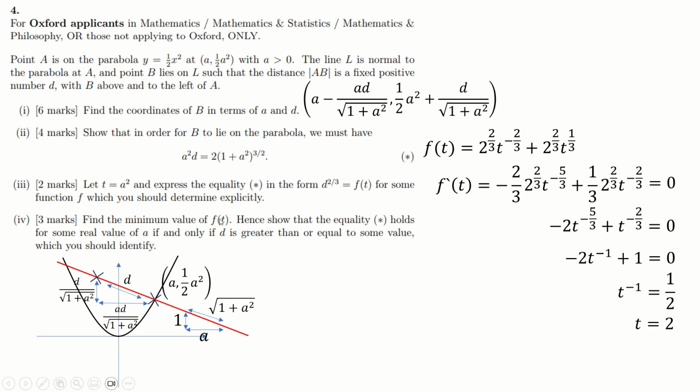And then the minimum value of f of t, if it happens when t is 2, put t as 2 into here. And very nice stuff happens here. This cancels down to 1, and this adds these two things together to get 2 to the 1, which is 2. So it's just 1 plus 2, which is 3. And that's hopefully the minimum value of f of t.